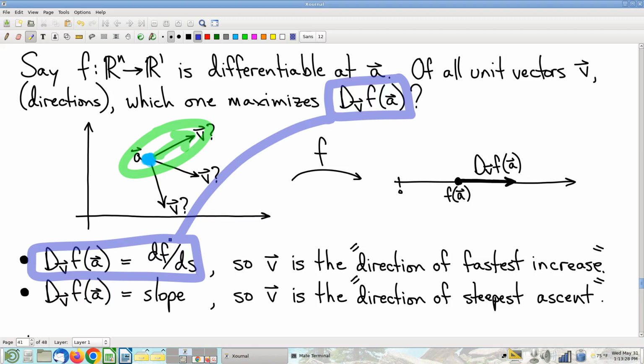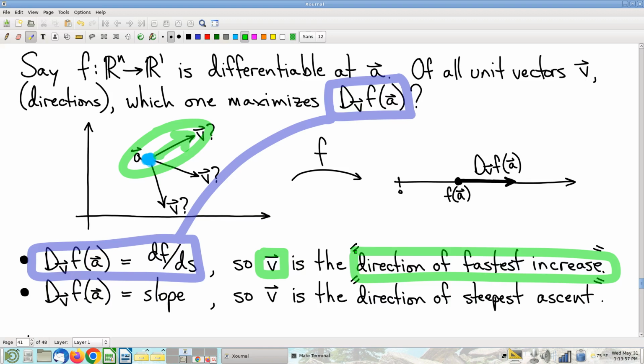So if you have found a direction that makes the function increase as fast as possible, pretty reasonable to call that direction the direction of fastest increase. I think it's very reasonable. It's the direction of fastest increase because that's the direction you go to make the function increase as fast as possible. It's grammatically very plausible.